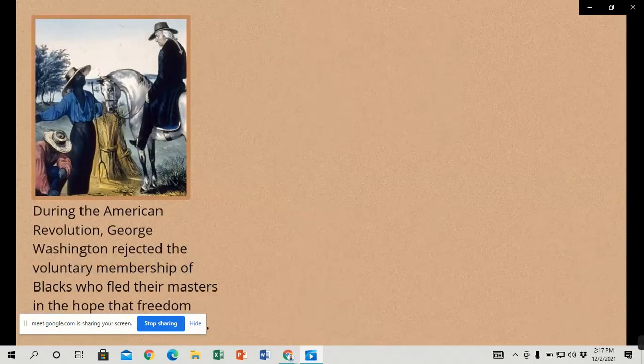So during the American Revolution, there is a need for people to join the army to fight for the United States. However, Washington was not into this idea. So he rejected any membership coming from the Black Americans, especially those who happened to be escaping from their masters out of slavery. So it is not a good thing for George Washington to do.